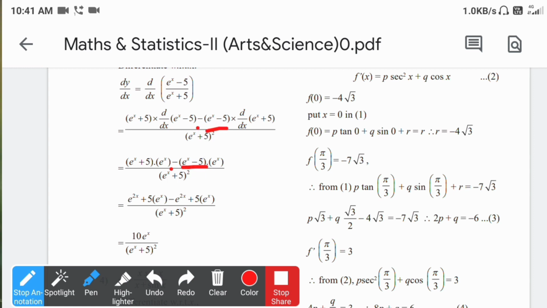Next, the derivative of this: the derivative of e raised to x is e raised to x plus the derivative of 5. The derivative of plus 5 is 0. Again, it is a constant, right? So you need not consider any number. Suppose we are given any number, we can simply put it as 0. The derivative of any constant number is 0, divided by this square. Okay.